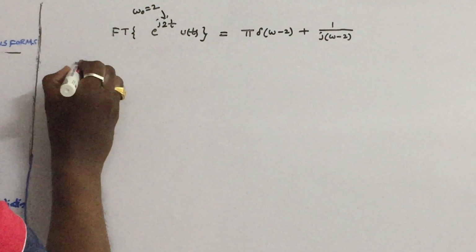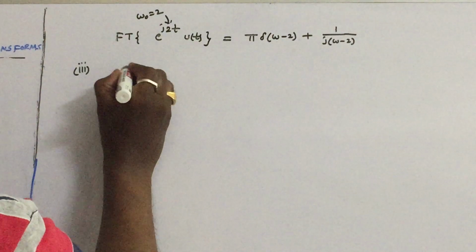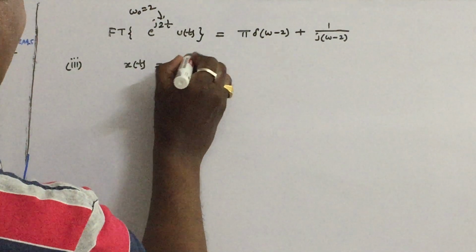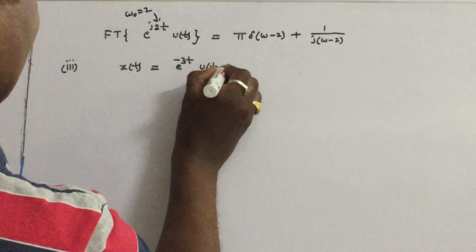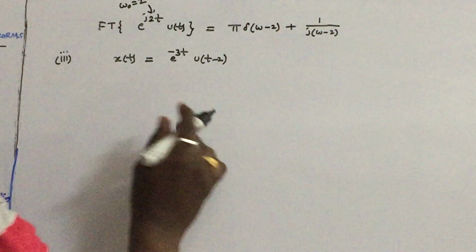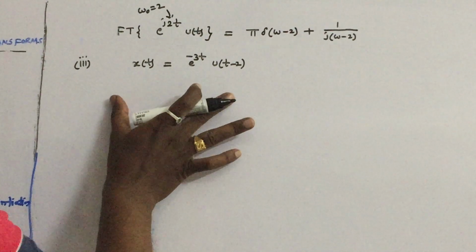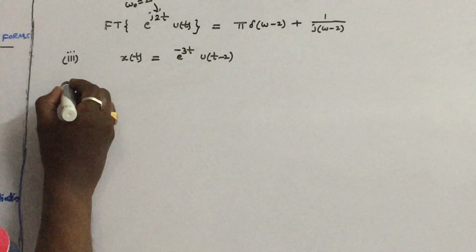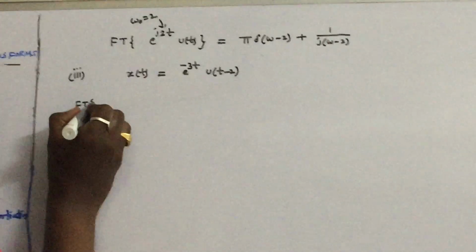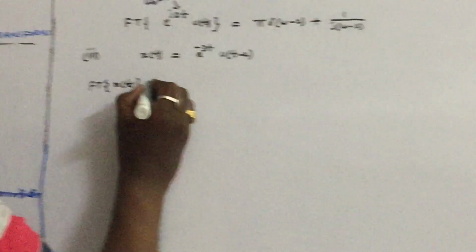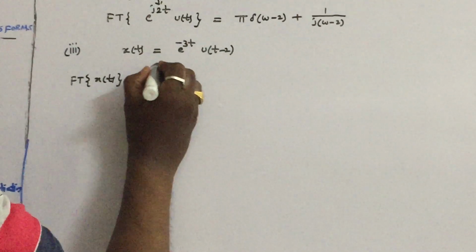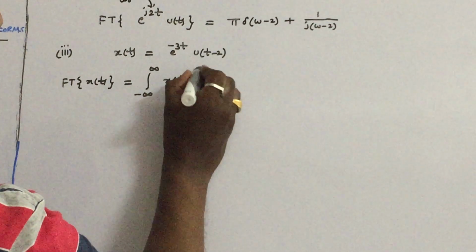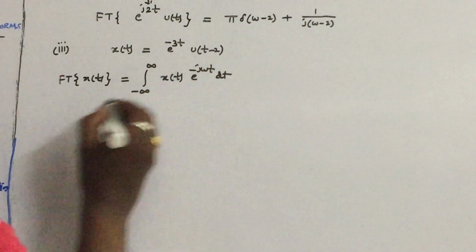So let us see the third question. The third question: x of t is equal to e power minus 3t into u of t minus 2. Let us do this by two methods, the time shifting property and direct substitution. Let us see whether the same answer comes out or not. First let us write the Fourier transform definition. The Fourier transform of x of t is equal to, what is the definition? Integral from minus infinity to infinity of x of t into e power minus j omega t dt.